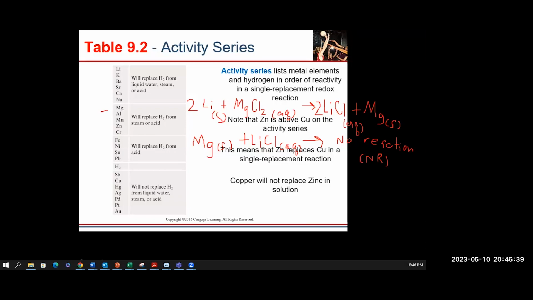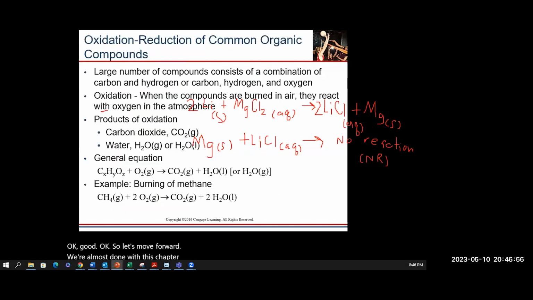Okay, so do you guys understand the activity series? Okay, good. Let's move forward. We're almost done with this chapter. Pretty excited. So we've talked about oxidation already. Sometimes we talk about the oxidation of organic compounds, which is basically when we're adding oxygen to things.